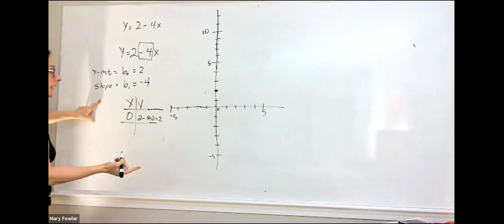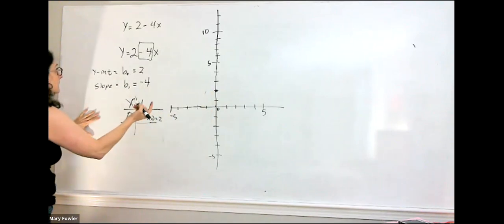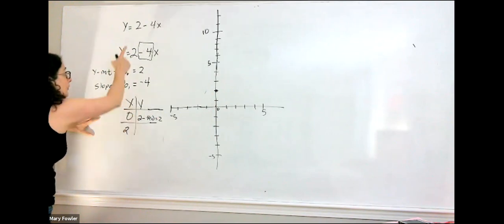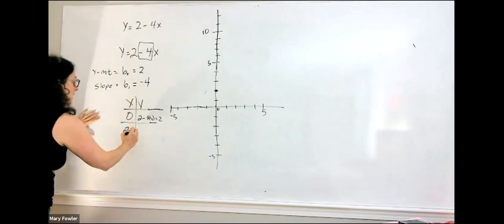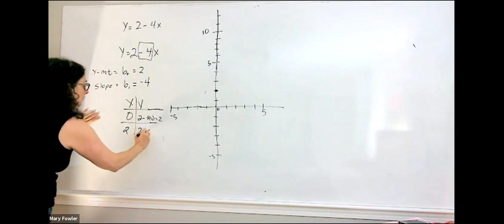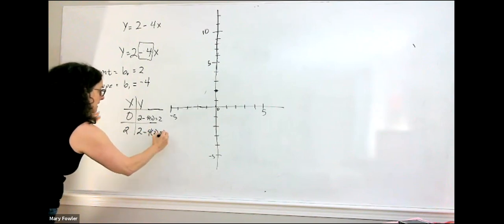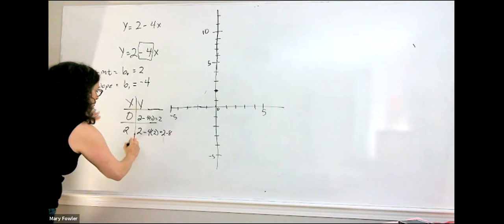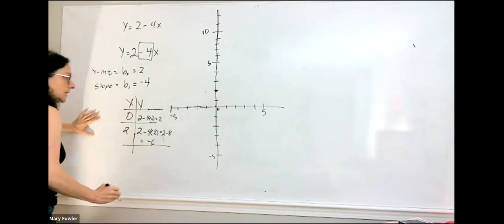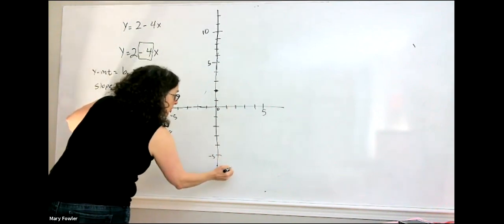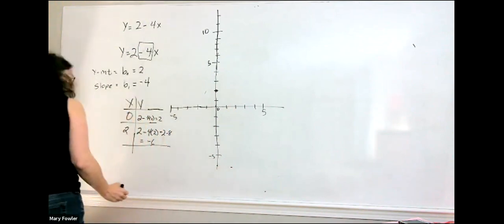And I could take another point. Why don't I take 2, and so I'm going to plug that in, and I have 2 minus 4 times 2, and that's 2 minus 8. So when x equals 2, y is minus 6.